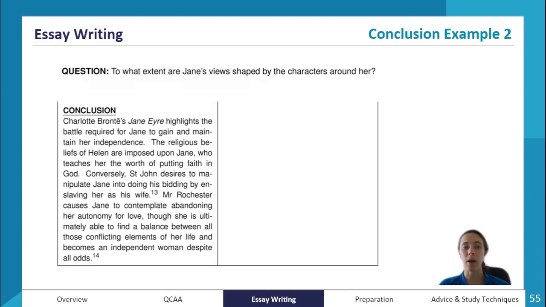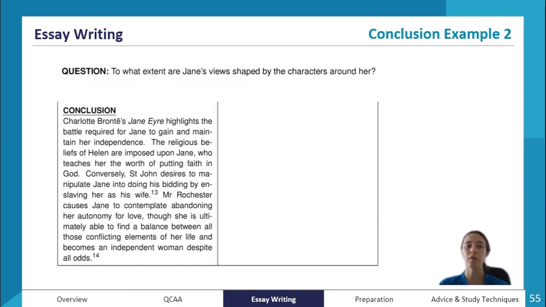Okay, and our one about Jane Eyre. So Charlotte Bronte's Jane Eyre highlights the battle required for Jane to gain and maintain her independence. The religious beliefs of Helen are imposed upon Jane, who teaches her the worth of putting faith in God. Conversely, St. John desires to manipulate Jane into doing his bidding, to enslaving her as his wife. Mr. Rochester causes Jane to contemplate abandoning her autonomy for love, though she is ultimately able to find a balance between all those conflicting elements of her life and becomes an independent woman despite all odds.